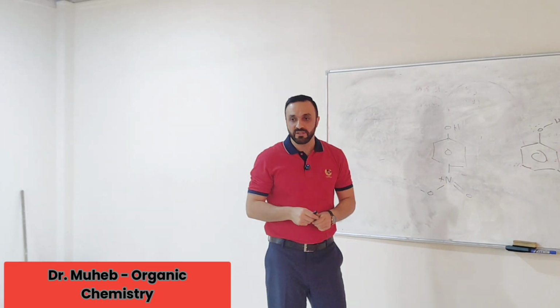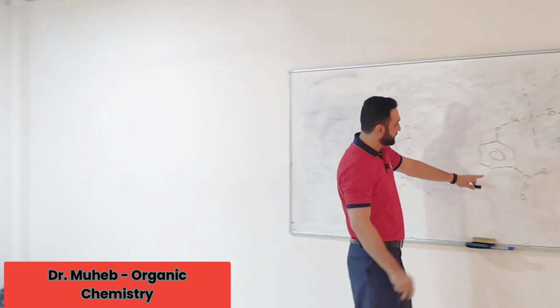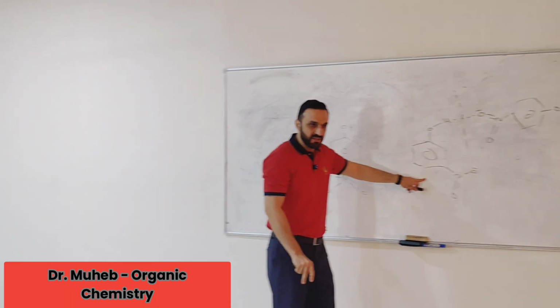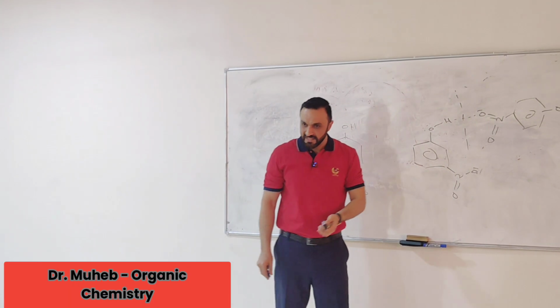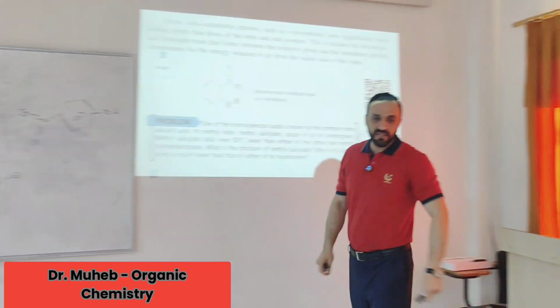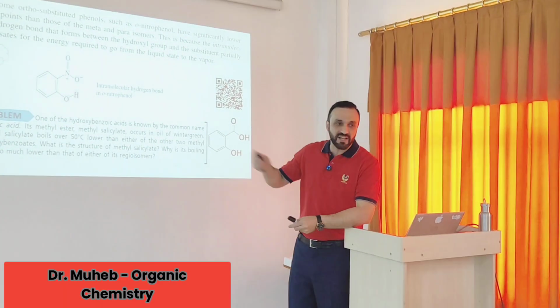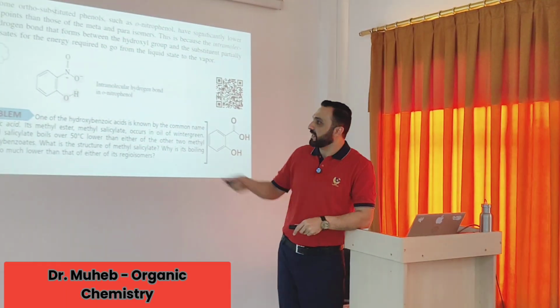For this reason, the meta or para derivative has a higher melting point and boiling point than the ortho derivative. Okay, not for all compounds. For some compounds that have intramolecular hydrogen bonds, like this compound.